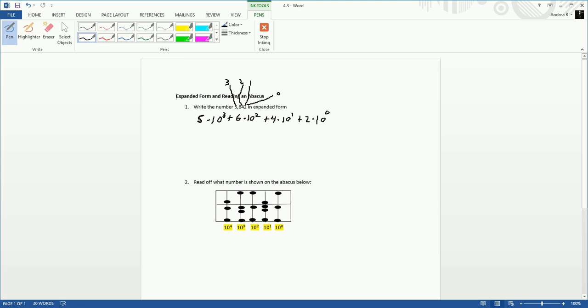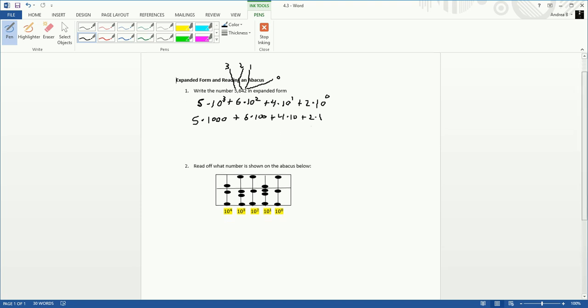Another way you can write this out is to write out what these powers of 10 give you as an answer. So we'd have 5 times 1,000 plus 6 times 100 plus 4 times 10 plus 2 times 1, since that's what you would get for those values if you do the 10 to the third, 10 to the second, 10 to the first, and 10 to the 0 power. So either of those ways are different ways that you might see the answer. So make sure to read the directions carefully to see if it specifies which way.